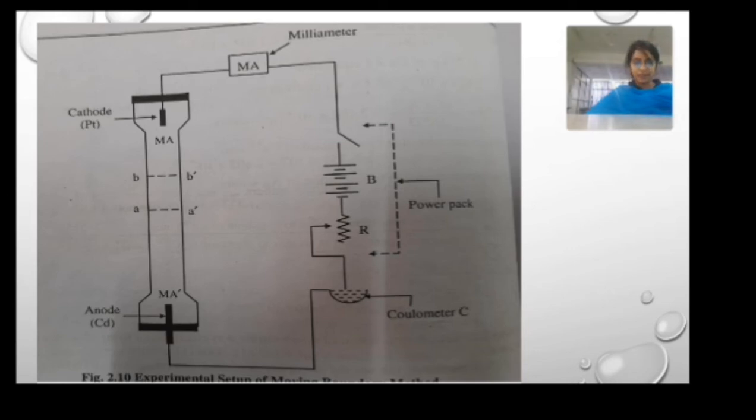When current is passed through the cell, the boundary between the two solutions moves towards the cathode. What happens when we apply the potential and current is passed: the boundary moves from anode to cathode, and we want to measure how far the boundary has moved. This upward direction is denoted by AA' and BB'. By observing the cell, the quantity of electricity passed through the cell is determined from the amount of silver deposited in the coulometer. The transport number of the cation, T plus, is calculated as follows.